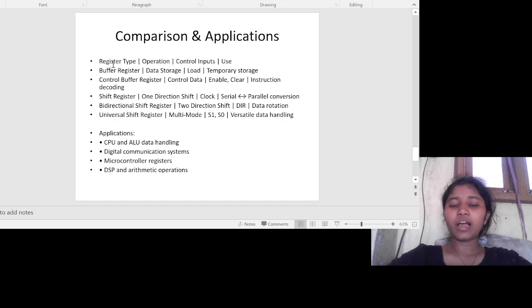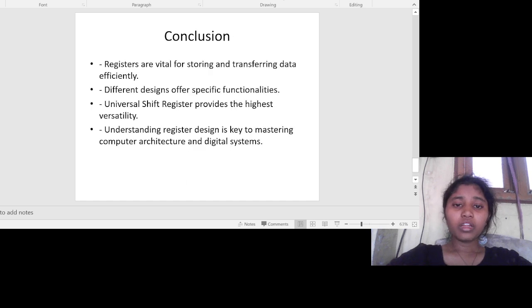Here let us discuss the universal shift register. The universal shift register has multi-mode operation. Its control inputs are S1 and S0. It is used for versatile data handling. These registers are used in CPU and ALU data handling, digital communication systems, microcontroller registers, DSP, and automatic operations.